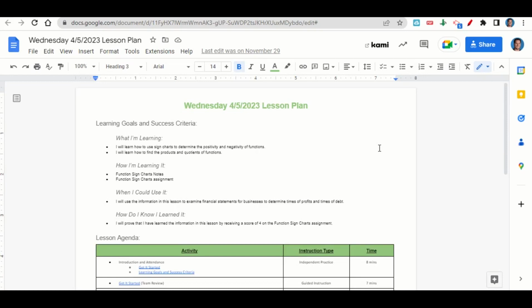First, what are we learning? We're learning how to use sign charts to determine the positivity and negativity of functions and to find the products and quotients of functions. How are we learning it? Through the function sign charts notes and the function sign charts assignment. When can we use this information? To examine financial statements for businesses to determine times of profit and times of debt. How do you know you learned it? By getting a score of 4 on the function sign charts assignment.